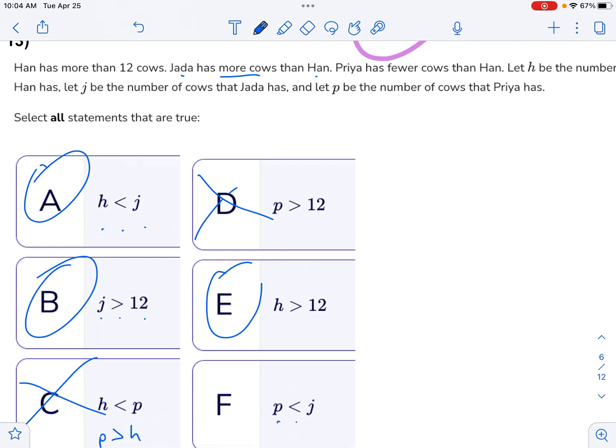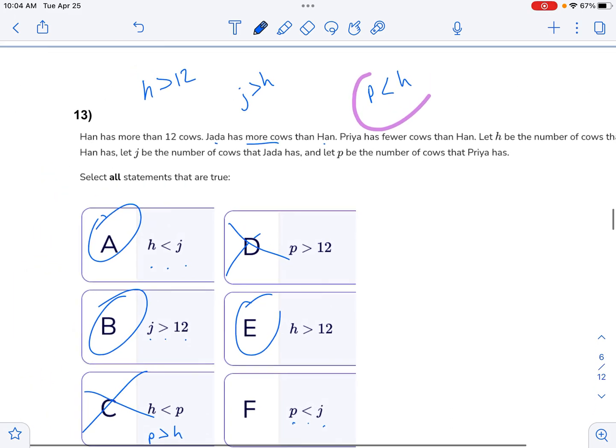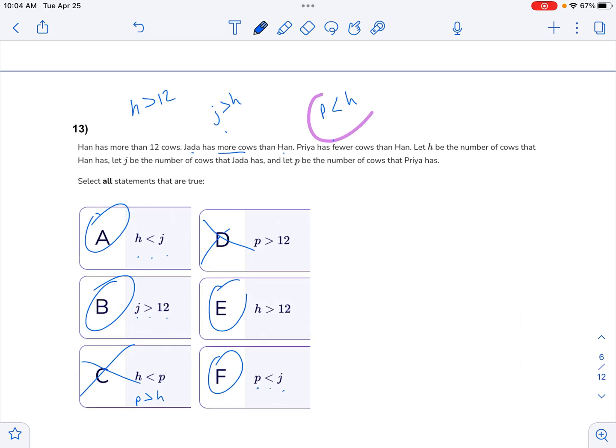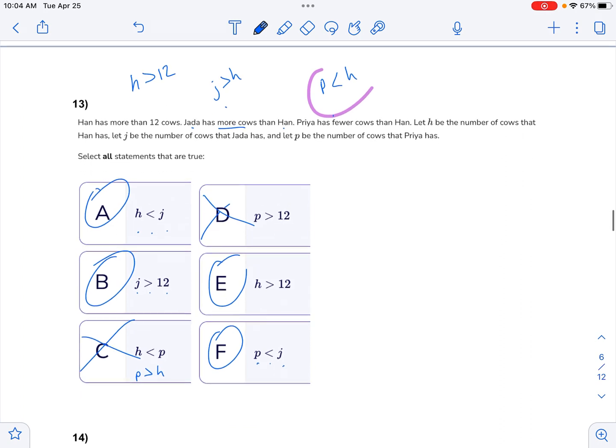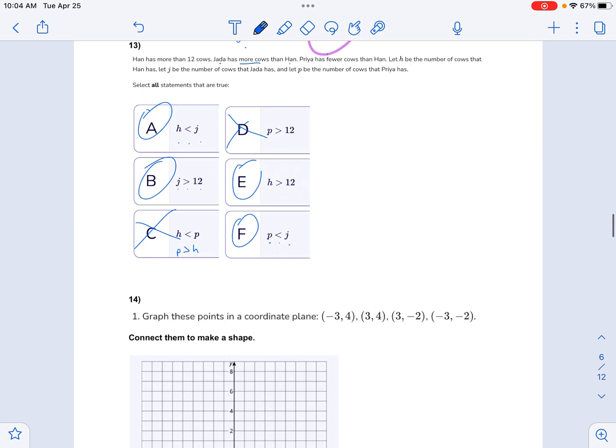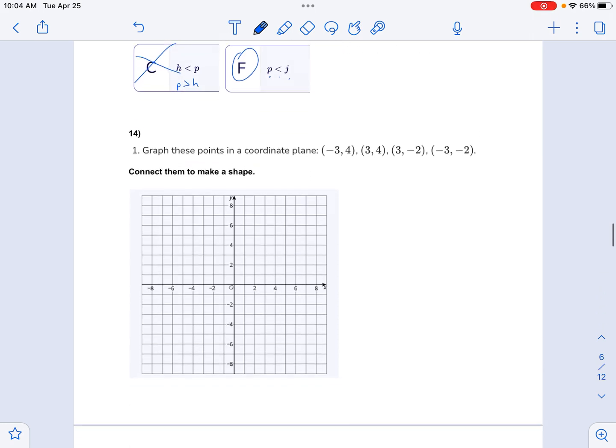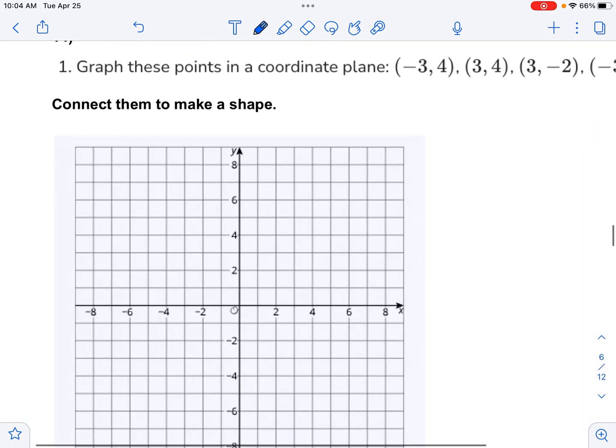Priya has less than Jada. Let's check that one. Priya has less than Jada. Oh, yeah, because Jada has more than Han. Priya has, oh, yeah, totally, less than. Man, that was crazy talk when you do it that way. But we could ask you that. Be ready for that. You got this.